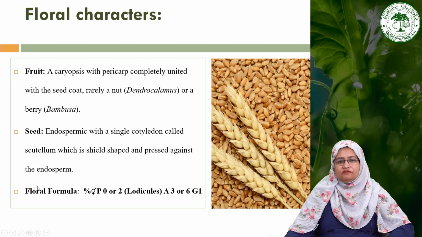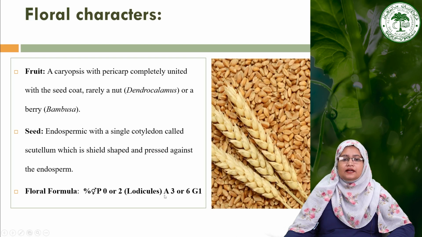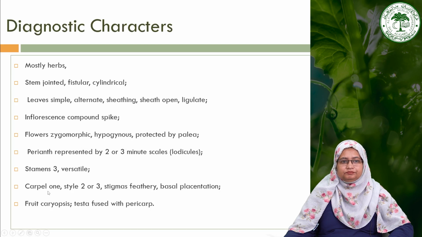And if you see the floral formula of the family Poaceae, as we have seen, the flowers are zygomorphic. They have a bisexual flower. Perianth is generally absent, or may be represented by 2 lodicules. Androecium is generally 3 in number, or sometimes 6, or many. Gynoecium is 1, represented by a basal and superior ovary. So this is the floral formula of the family Poaceae.